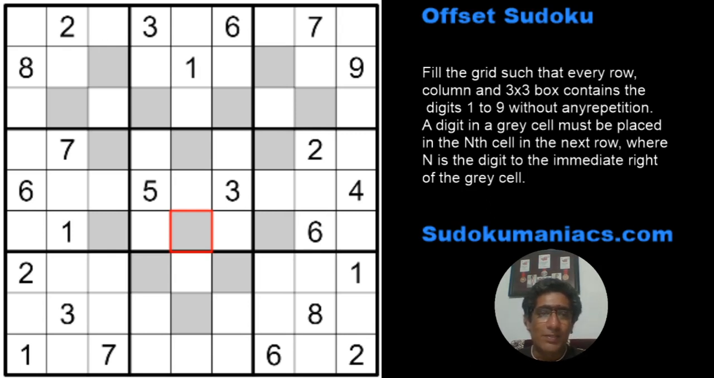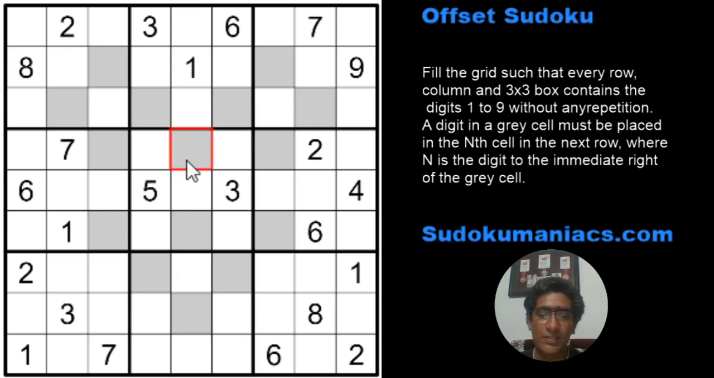So, coming back to the puzzle, this is an offset Sudoku. The rules of classic Sudoku apply, that is, no digit can repeat in a row, column, or a 3 by 3 box. Additionally, a digit that is placed in a gray cell will occur in the nth cell in the next row, where n is the digit which is to the immediate right of the gray cell.